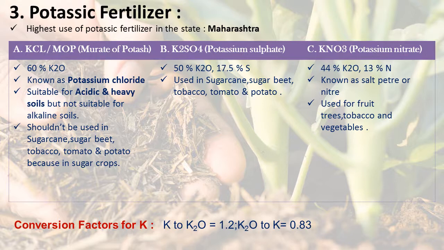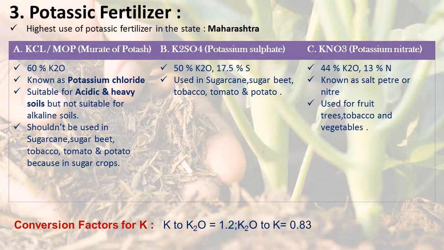Then next is the potassic fertilizers, and the most important point is that the highest use of potassic fertilizer in the state is Maharashtra. Examples of potassic fertilizer are KCl or MOP. KCl means potassium chloride, MOP means muriate of potash. And next is K2SO4 for potassium sulfate, and KNO3 potassium nitrate. We will discuss them one by one.